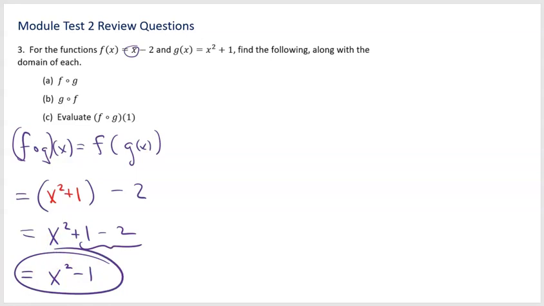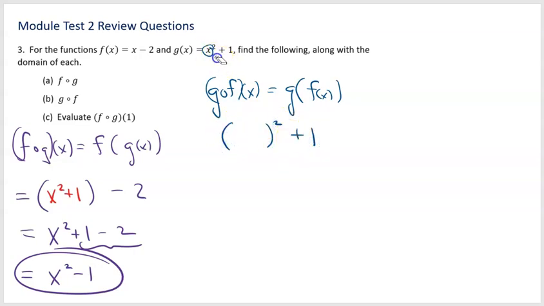Now let's move on to g composite f. So g composite f of x is g of f of x. No matter what, you write the first function listed down first, remove all of the x values, and replace them with parentheses. So there's my x in my g function, so I'm going to have parentheses squared plus 1. Notice I removed the x and put parentheses there instead. The square is on the outside of the parentheses, plus 1. Now what goes inside those parentheses? The second function listed, your f of x function, which is x minus 2.